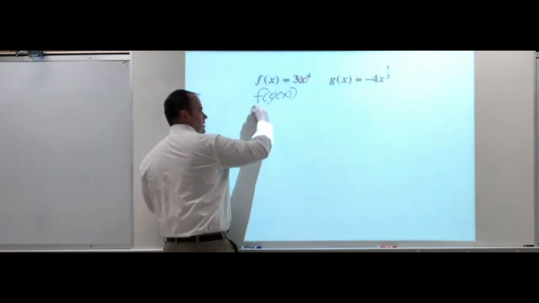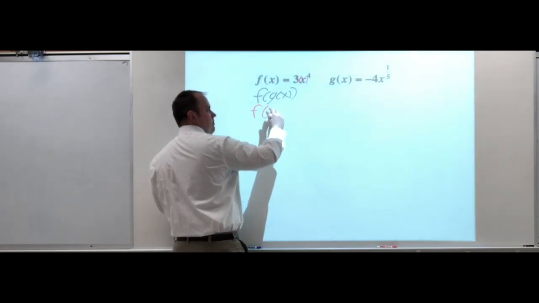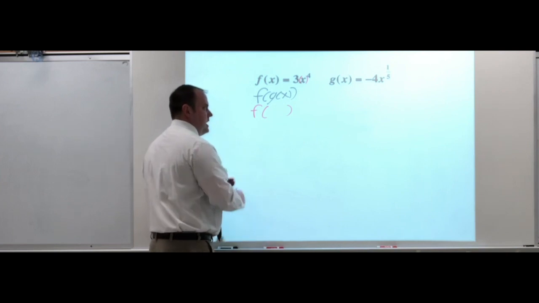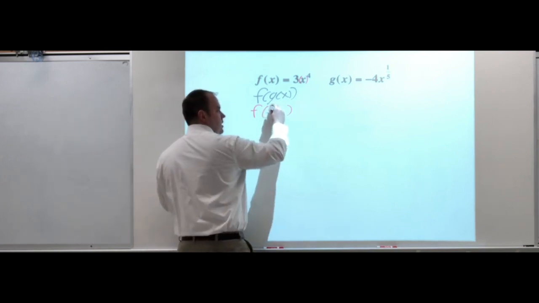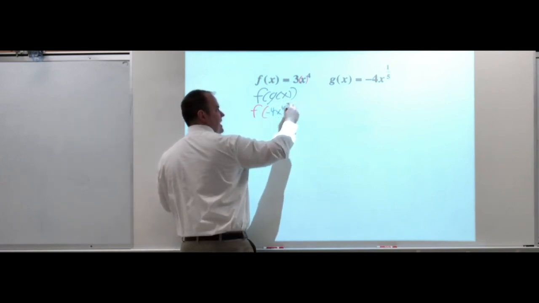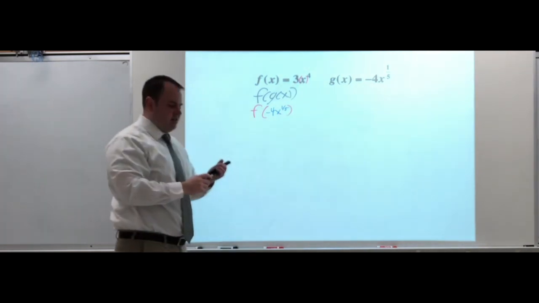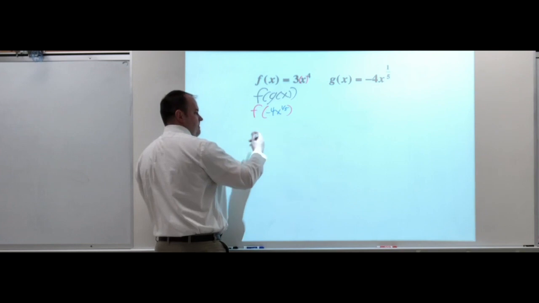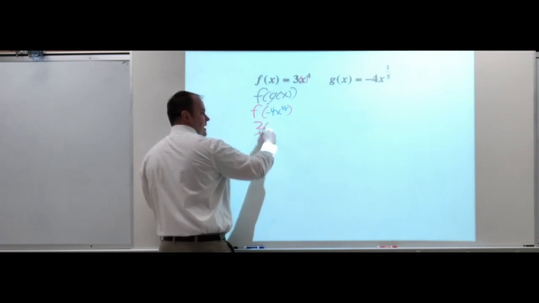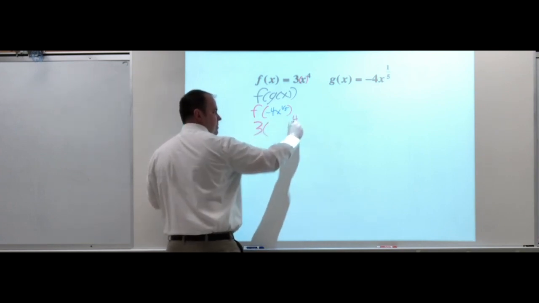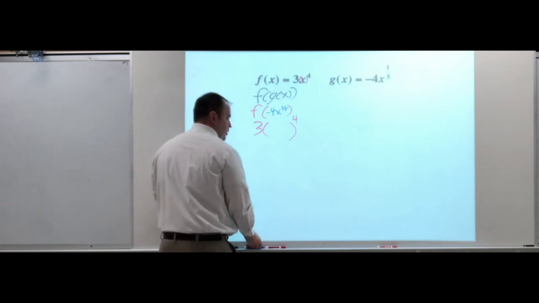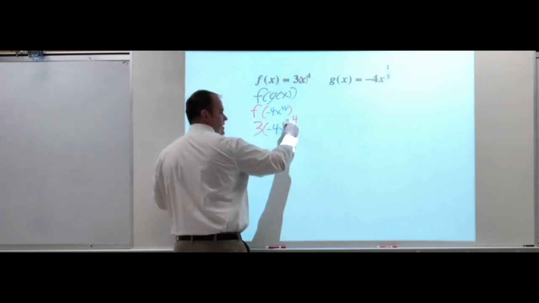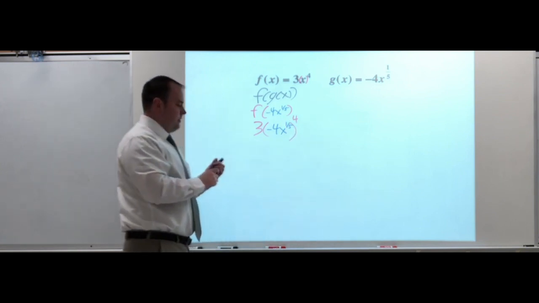So let's look. There's f, and we're gonna see what we're gonna plug in there. We're gonna plug in negative 4x to the 1/5. That's what's going inside those parentheses in our f function. So we have 3, empty set of parentheses to the 4th power, and inside we're going to put negative 4x to the 1/5.